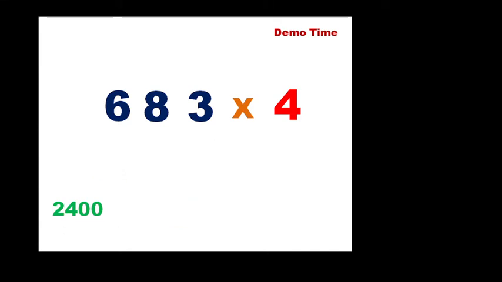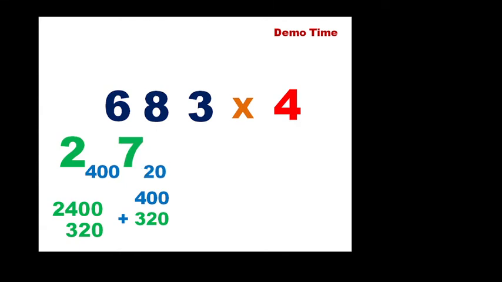When 600 into 4, 2,400. So I'm starting with 2,000. And 80 into 4, 320. So 720. And 3 into 4, 12. So the answer is 32. So like that you have to do all the calculation in mind. If you do calculation in mind, it is easy for you. Can you tell the answer now?